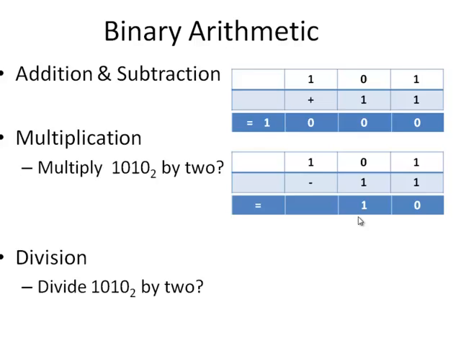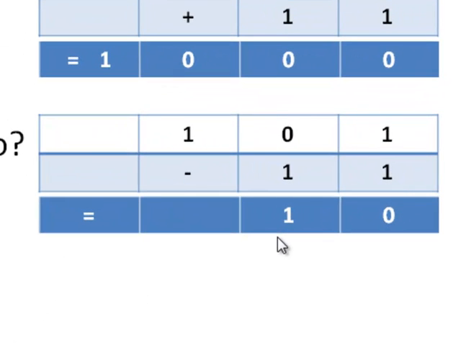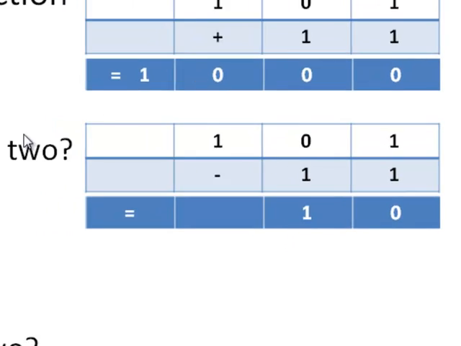And for subtraction, it's similar. 101 minus 11: 1 minus 1 is 0. We can't subtract 1 from 0, but we can subtract 1 from 10, which will give us a result of 1.